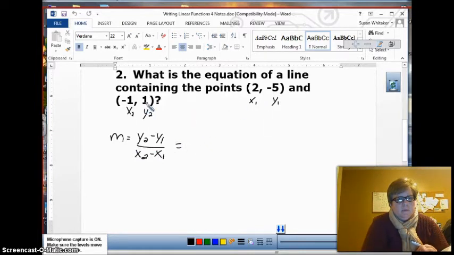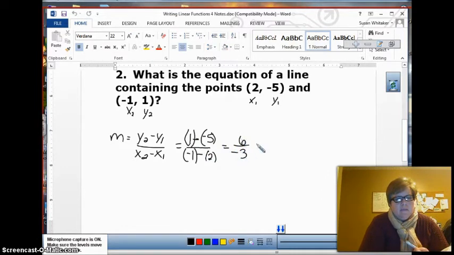And so that's going to be 1 minus negative 5, and negative 1 minus 2. Okay. Go ahead and keep up with the parentheses for substitution there. All right, so 1 minus negative 5 is 6. Negative 1 minus 2 is negative 3. And 6 divided by negative 3 is negative 2.